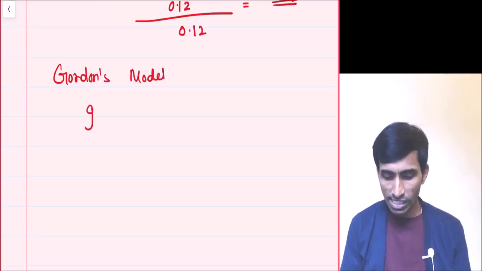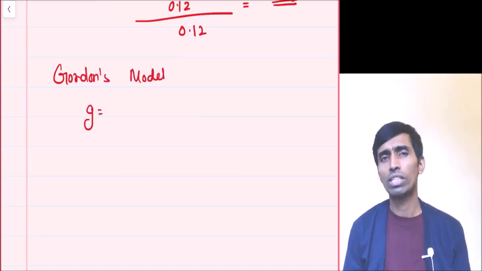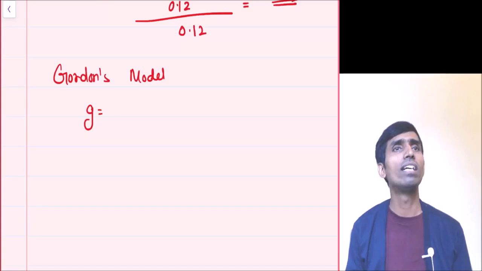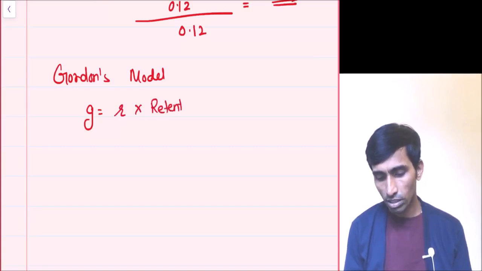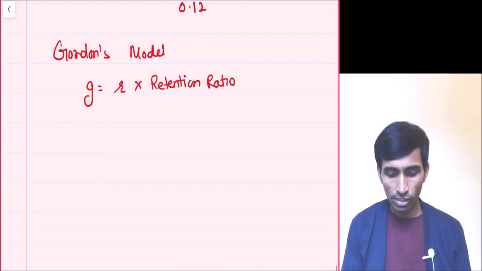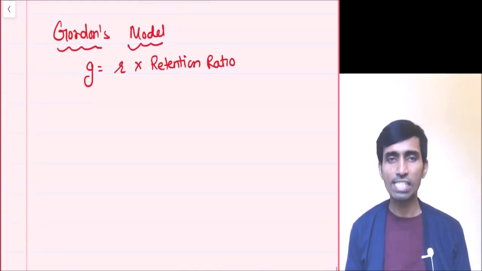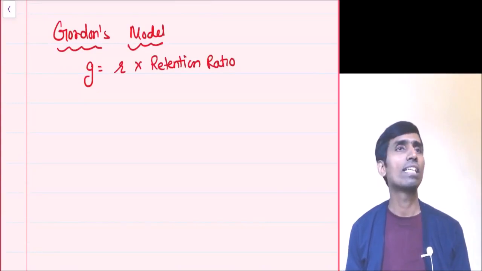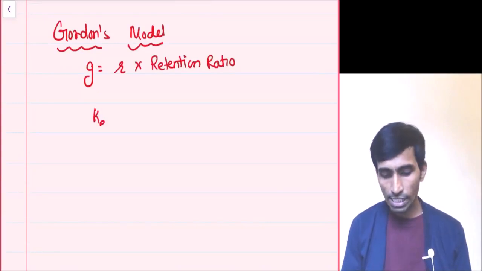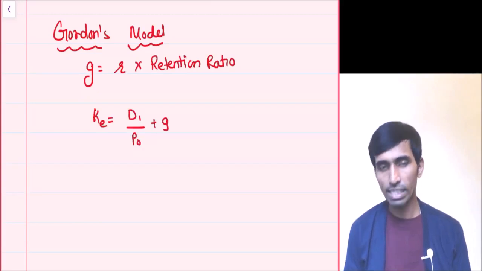Now Gordon's model says that G is nothing but Myron Gordon. He says that there is a constant growth in the dividend. G is nothing but R, that is ROC, multiplied by retention ratio. So G is equal to R into retention ratio. K is D1 upon P0 plus G. D1 upon P0 plus G.